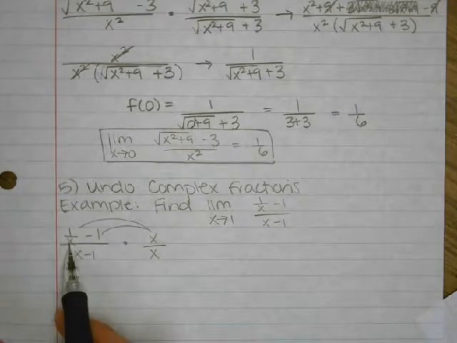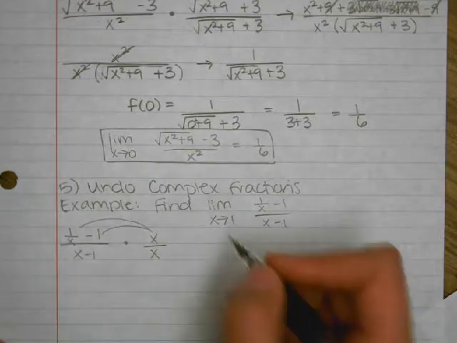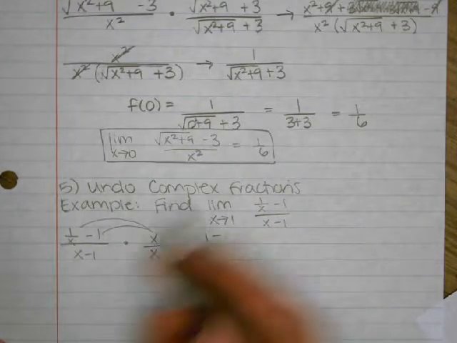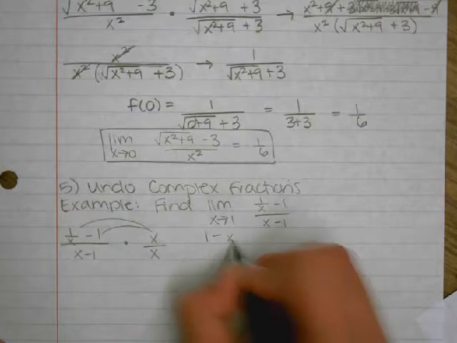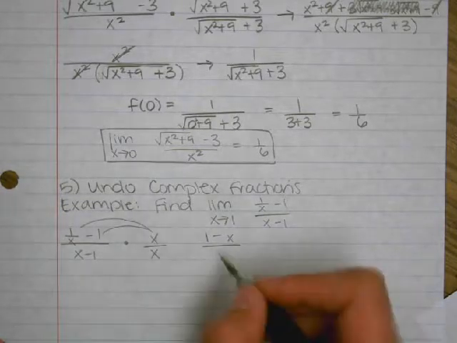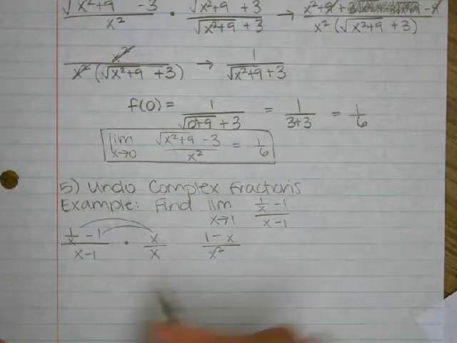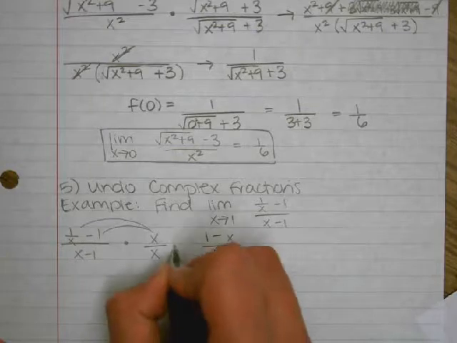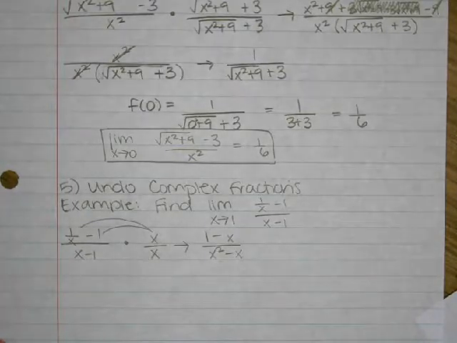1 over x multiplied by x, the x's are going to cancel, I'm just going to get 1. And then x multiplied by negative 1 is negative x. On the bottom, I have x multiplied by x is x squared. X multiplied by negative 1 is negative x. All right, now at this point, hopefully you're seeing, again, I still can't plug in 1. That would be a problem still. It's still outside the domain.